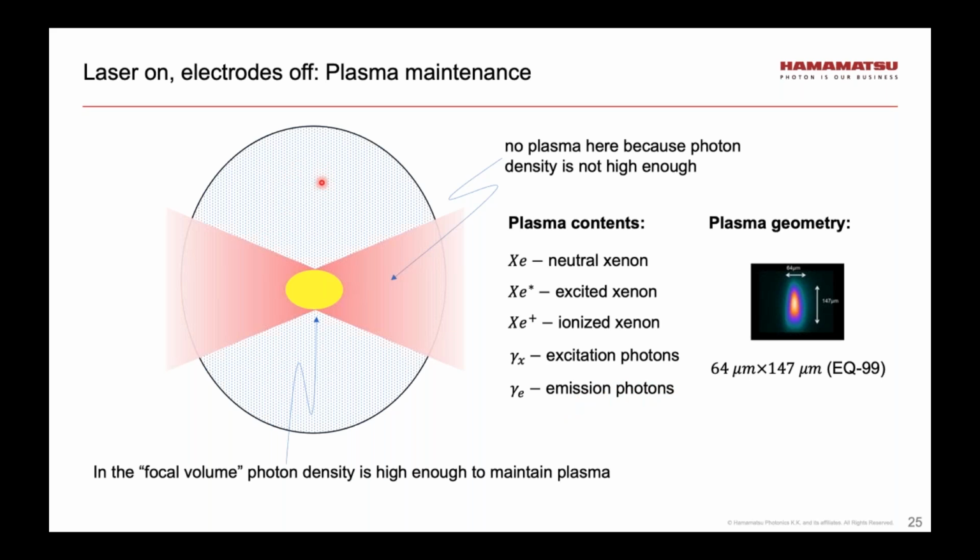Please note that outside we have mostly neutral xenon. So now the ionization is maintained again only in the region which is shown by the yellow ellipse. On the right hand side, you see the actual image of this light emitting region, and that gives you an idea how small it is. It's not circular, it's elongated, and about 60 by 150 microns for this particular light source product.